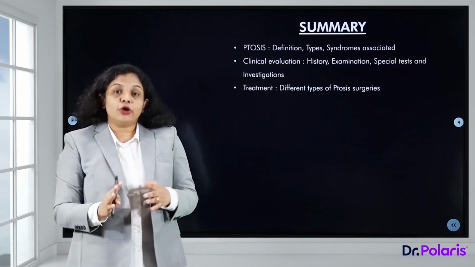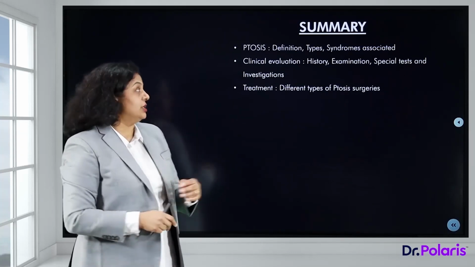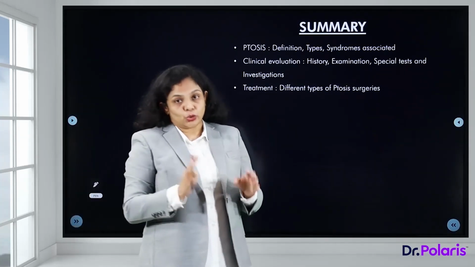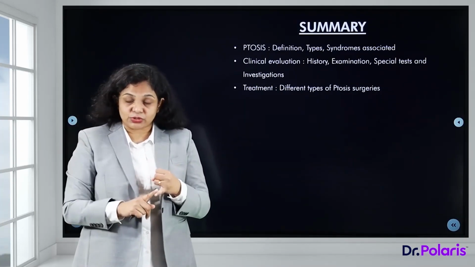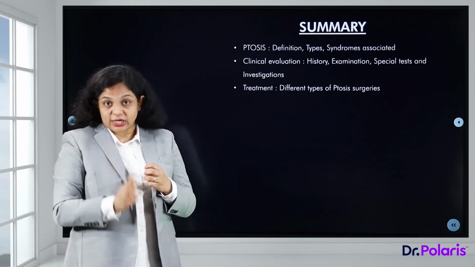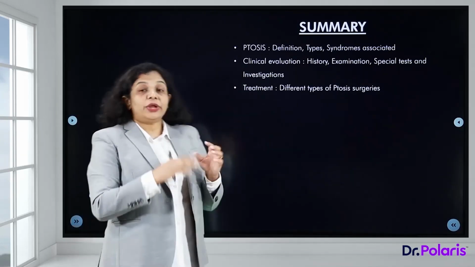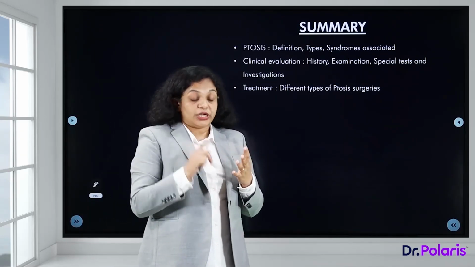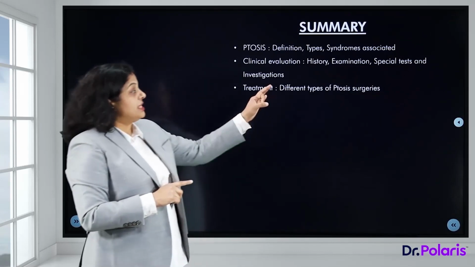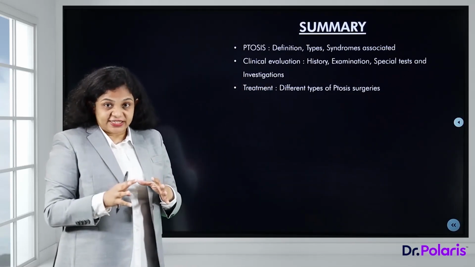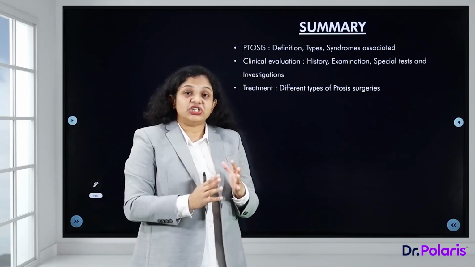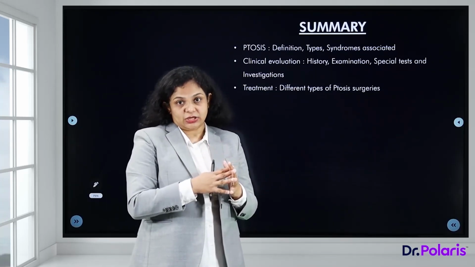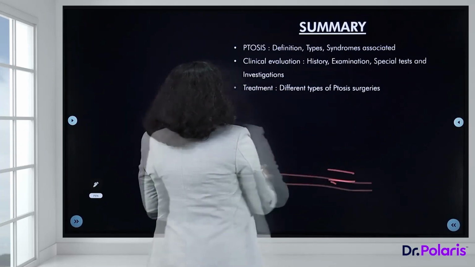Coming on to the summary of what we have discussed in this session, we've discussed all about ptosis. So what is the definition of ptosis? What are the different types of ptosis? What are the syndromes which are associated with ptosis? How do we do a clinical evaluation? What is the history that we take? What is the examination, the special investigations that we do? And what are the different types of surgeries that we do for ptosis? That's all for this session.